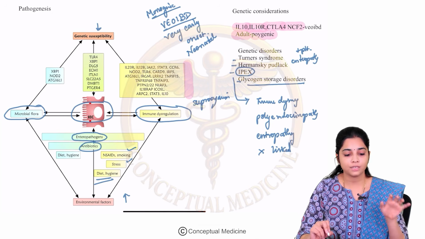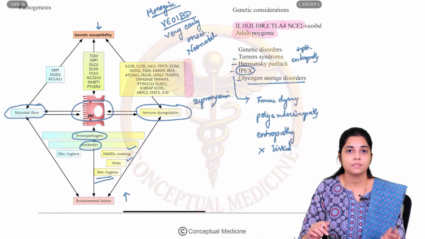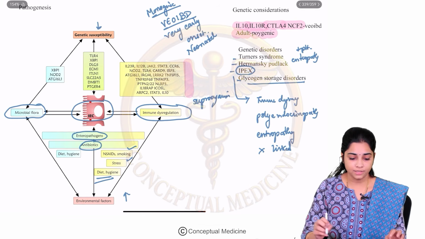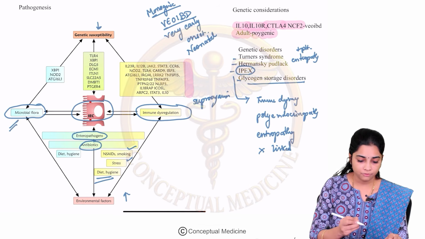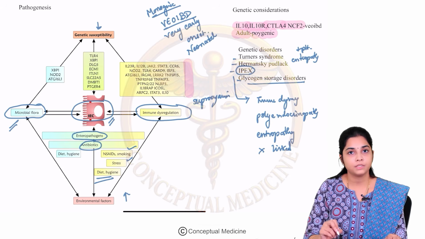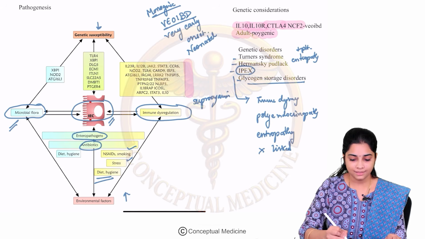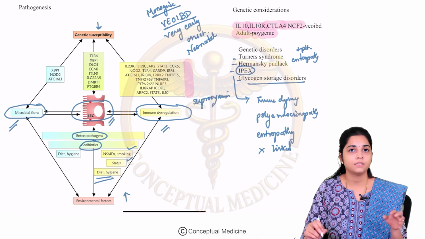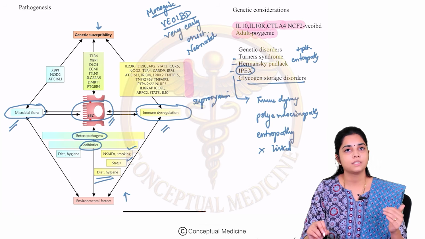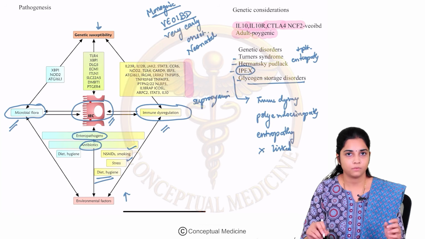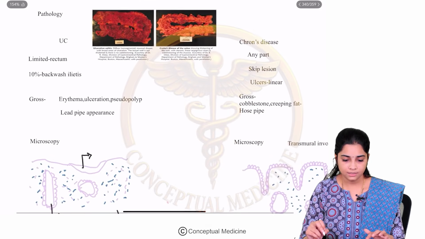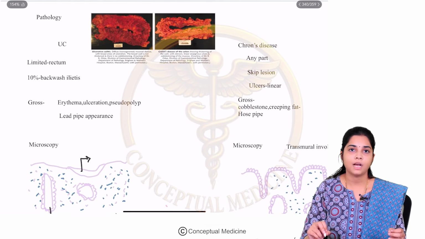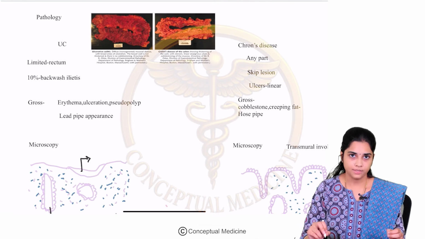Okay. So, the crux of the pathogenesis is that there are three main components that you have to consider. Alteration in the microbial flora, in the interaction with the intestinal epithelial cells and the immune dysregulation. In a genetically predisposed individual, when there are certain environmental factors, when this entire homeostasis is disrupted, you can have IBD. Okay, fine. Now, let us see the main differences between ulcerative colitis and Crohn's disease.